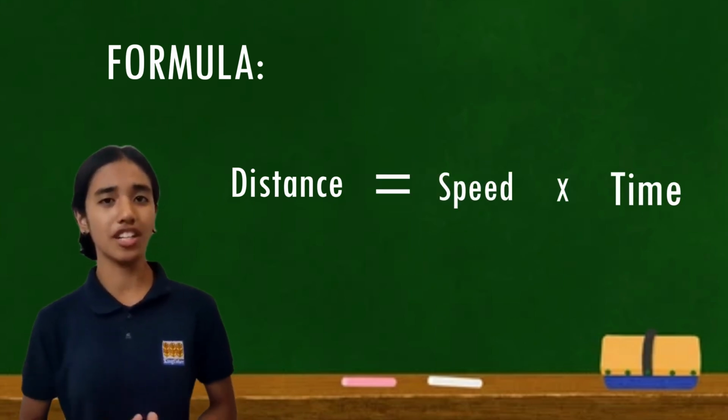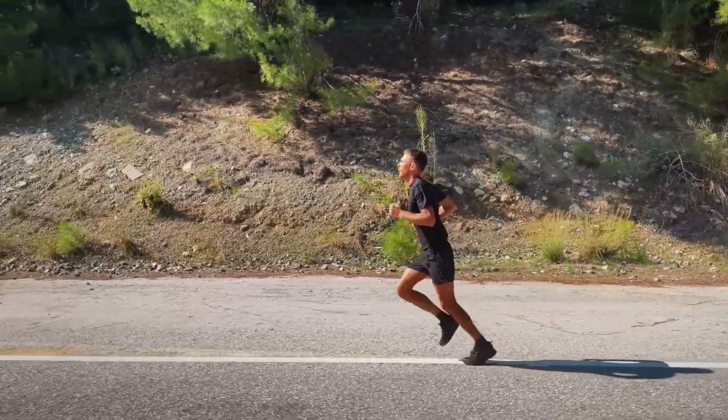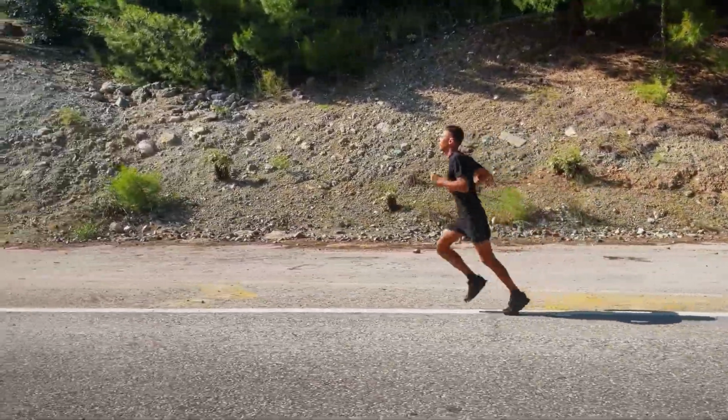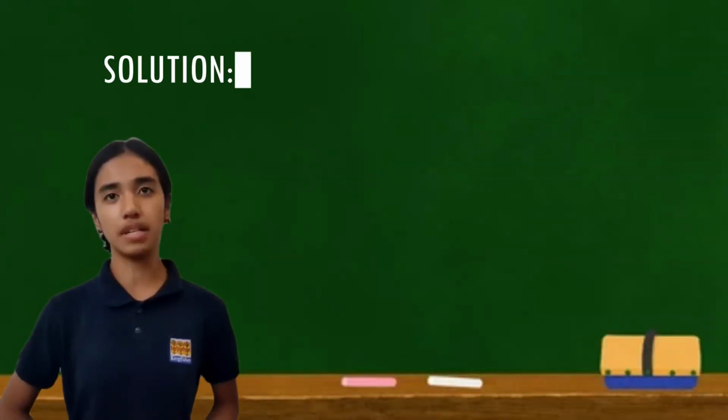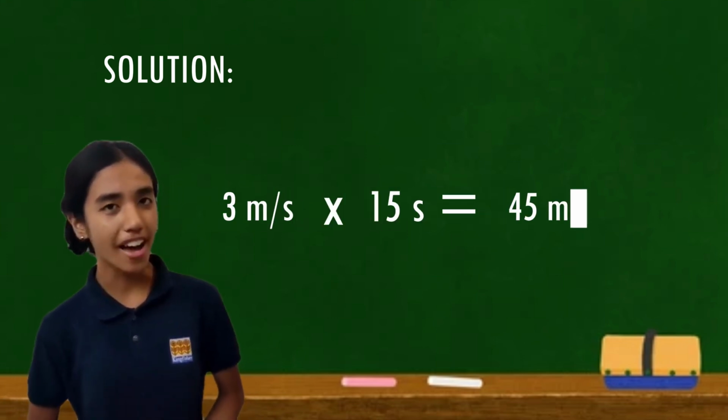Now, let me give you an example. How far can you run away from your friend if you can run at 3 meters per second and you ran for 15 seconds straight? The solution will be 3 times 15, which leads to the answer of 45.